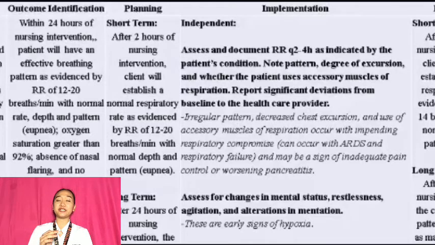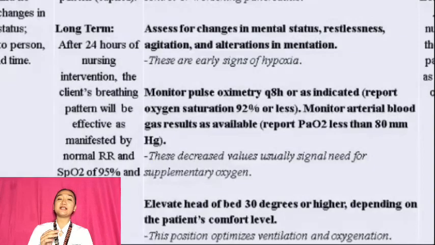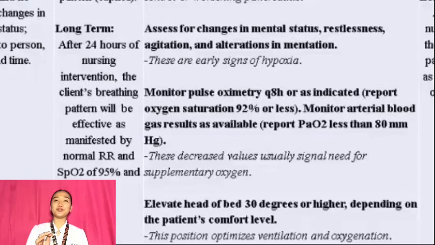Assess for changes in mental status, restlessness, agitation, and alteration in mentation. These are the early signs of hypoxia. Monitor pulse oximetry every 8 hours or as indicated. Report oxygen saturation of 92% or less. Monitor arterial blood gas results as they are available. Report PaO2 less than 80 mmHg. This decrease in values usually signals need for supplemental oxygen.